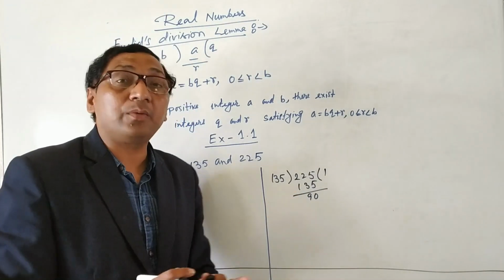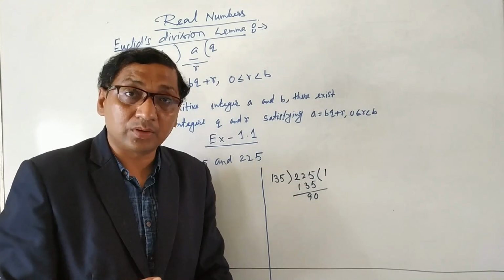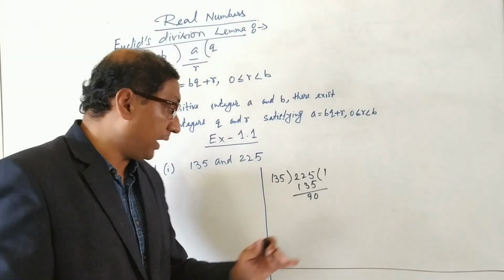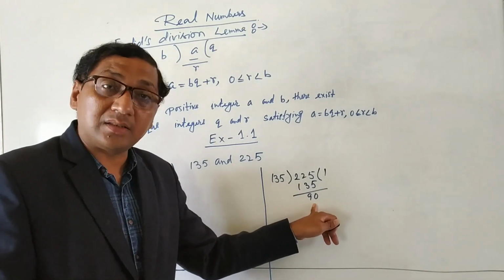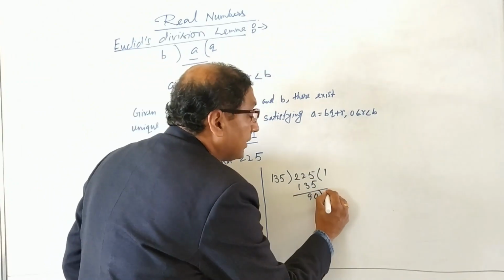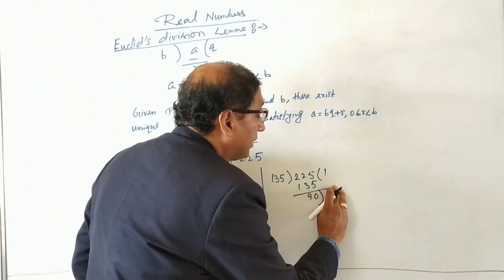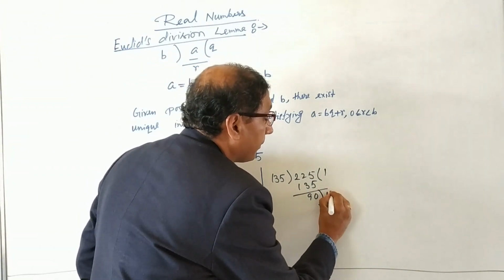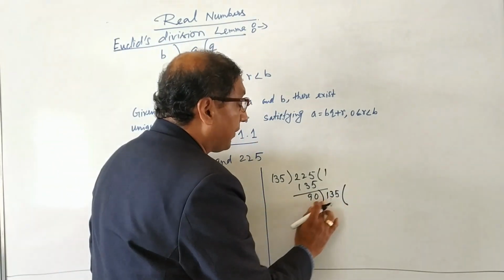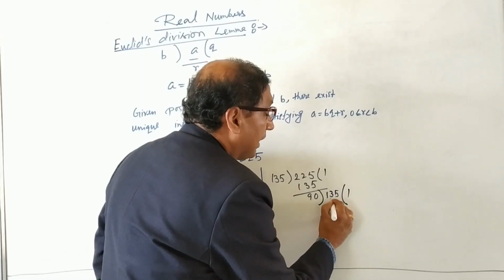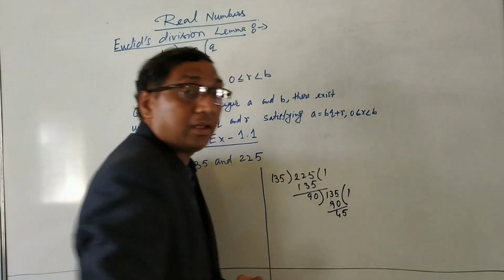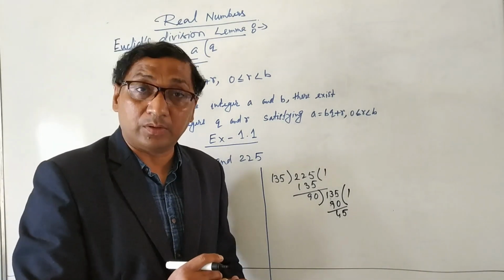Now here we have not got remainder 0. So we have to proceed with the same method once again. Now here 90, the remainder, is considered as the divisor and the previous divisor 135 as the dividend, and again divide. It will divide 135 by 90. So the remainder we get is 45. Here also we have not got 0.